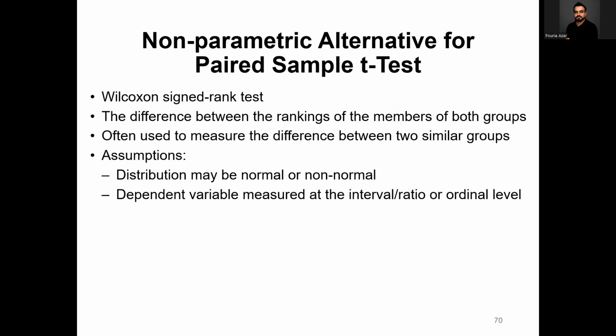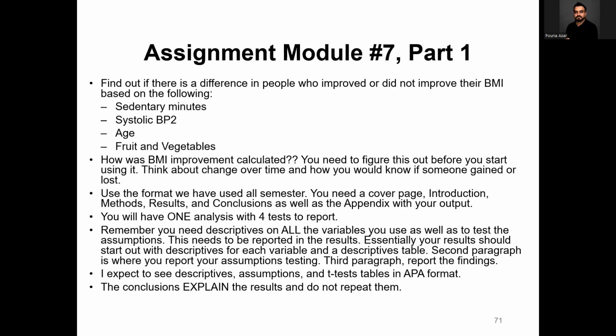The non-parametric alternative for paired sample t-test is Wilcoxon signed rank test. The assumptions are very similar to Mann-Whitney U-test. So Mann-Whitney U-test is the non-parametric version for independent sample t-test. Wilcoxon signed rank test is the non-parametric version for paired sample t-test.